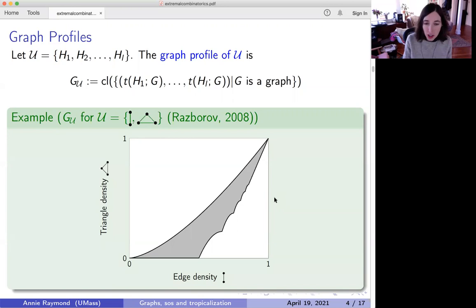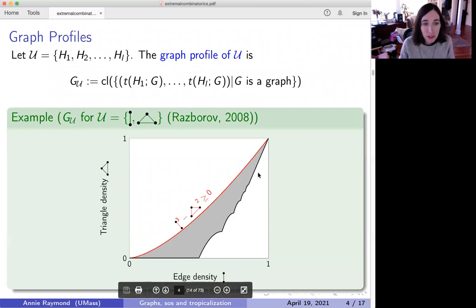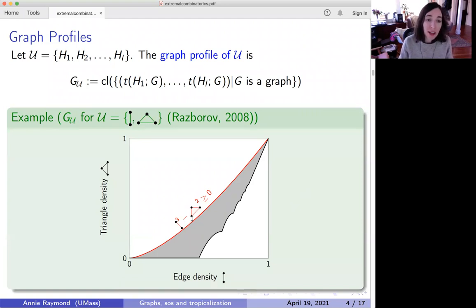And so one way to try to understand them is to understand the inequalities that define it. So for example, here, this inequality, this curve, comes from the fact that the homomorphism density of an edge to the power 3 minus the homomorphism density of a triangle to the power 2, if I evaluate that within any graph G, I'm always going to get at least 0. And so this is what I'm going to be calling a graph density inequality.